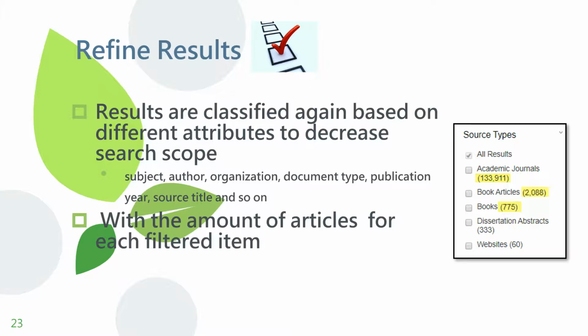If you want to decrease search scope, you can filter results by subject, author, organization, document type, publication year, source title, and so on. Also, it will show the number of articles attached to each filtered item.